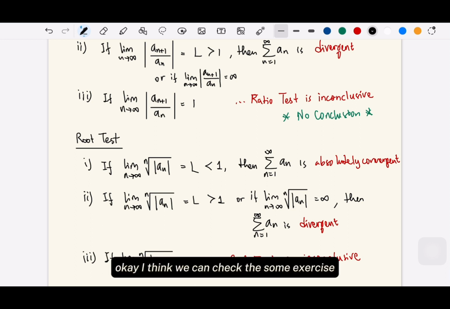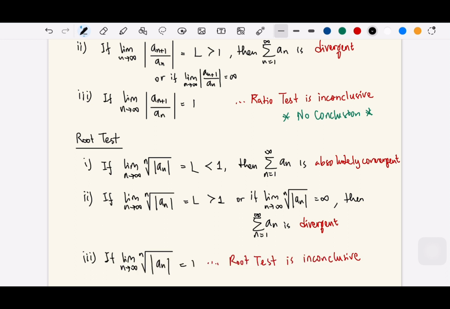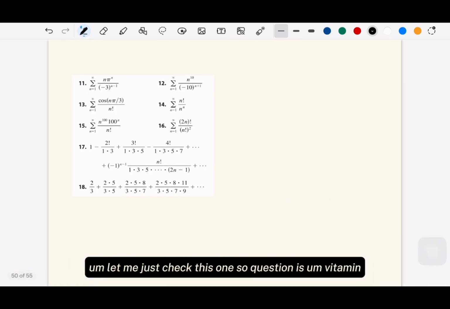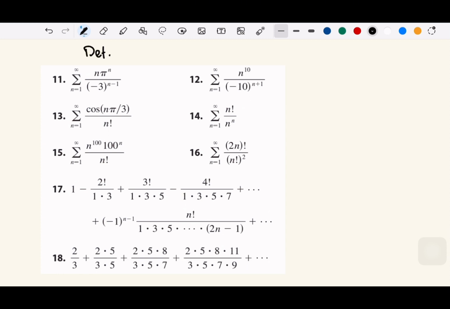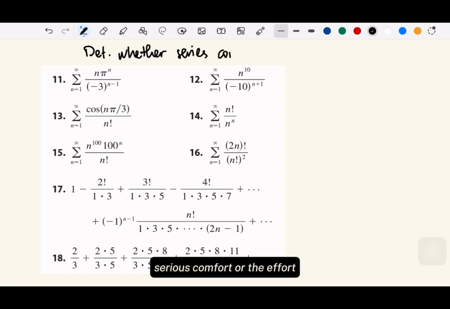Okay, I think we can check some exercise. Maybe let's check this one. Okay. So the question is: determine whether the series converge or diverge.